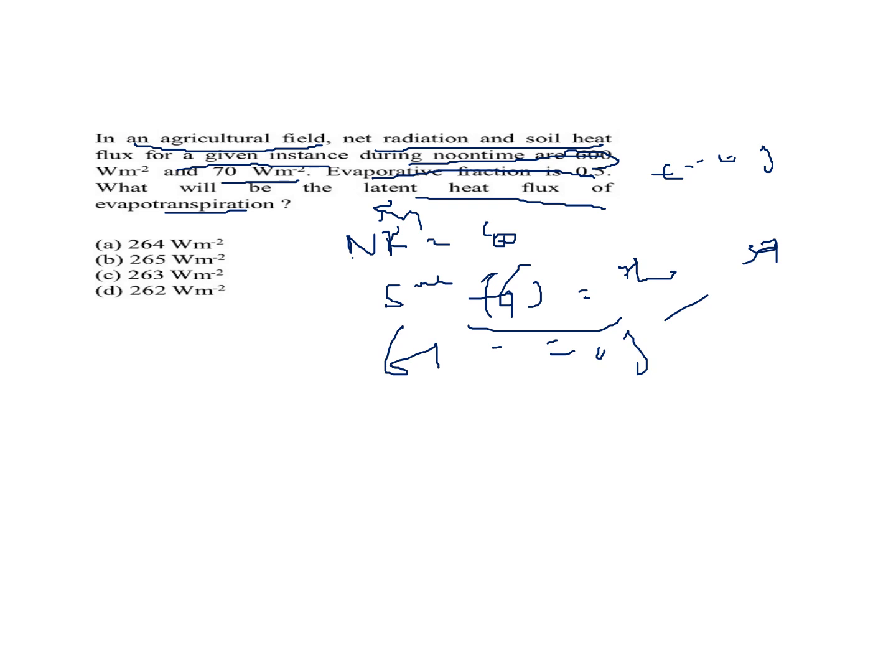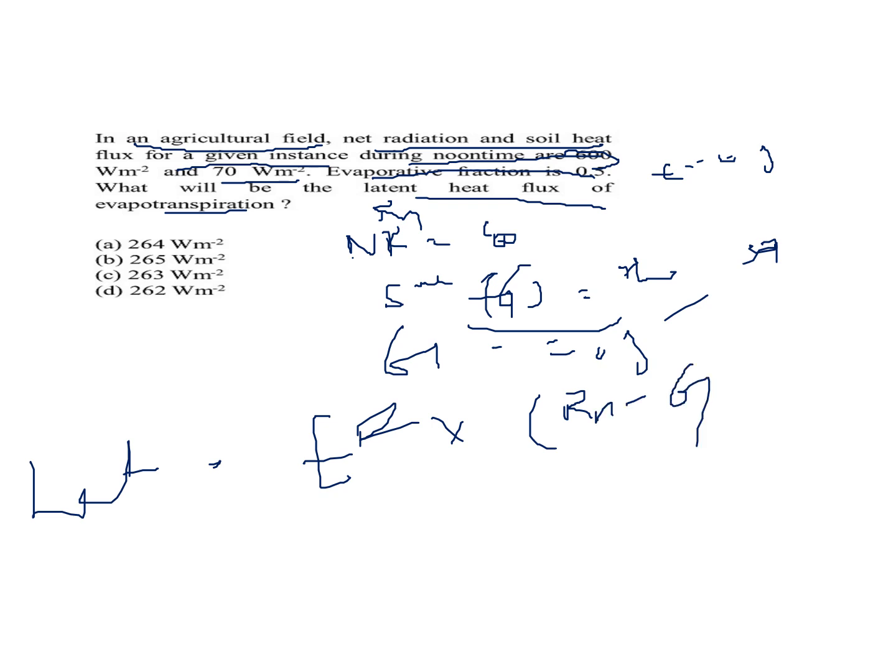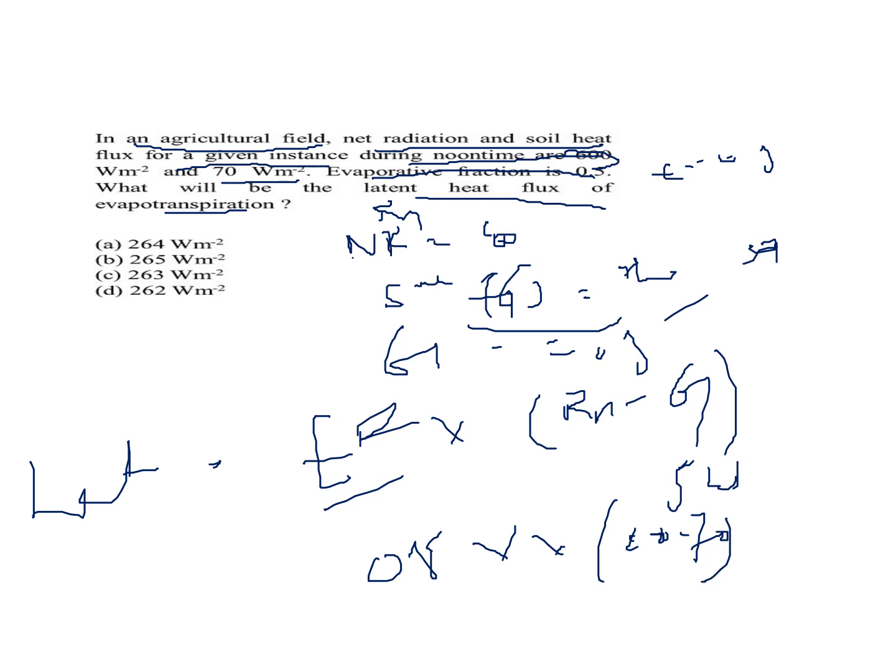What is the formula for latent heat flux? That is EF, the evaporative fraction, multiplied with net radiation minus G. G is the soil heat flux. The evaporative fraction is 0.5, multiplied with net radiation 600 minus G value 70. If you calculate, the answer will be 265 watt per meter square.